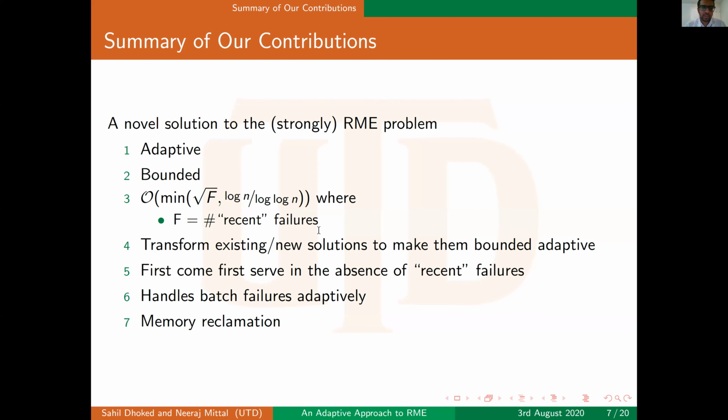Our algorithm can also be used to transform any existing or new solutions to make them bounded and adaptive. Our algorithm satisfies first come, first serve in the absence of recent failures. And the next 2 points are not in our PODC conference paper, but we are able to achieve these two. Our algorithm is able to handle batch failures adaptively and is also able to do memory reclamation.